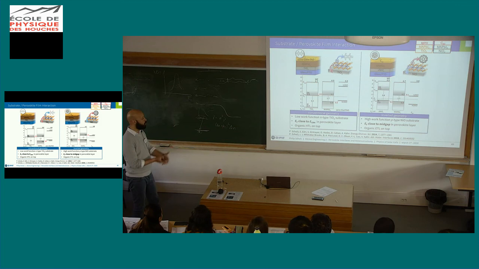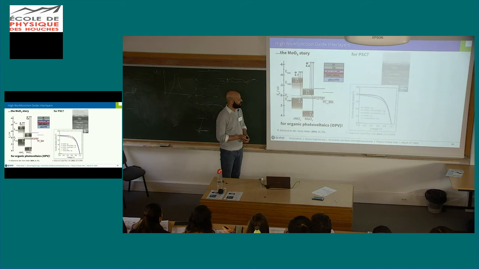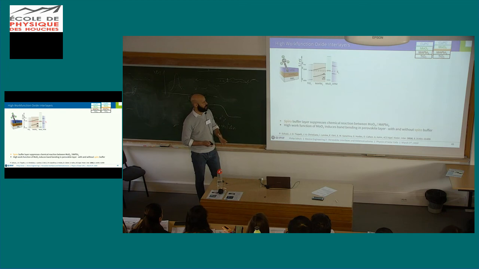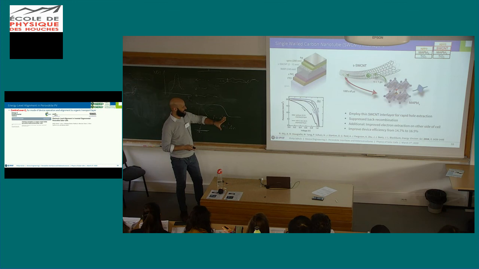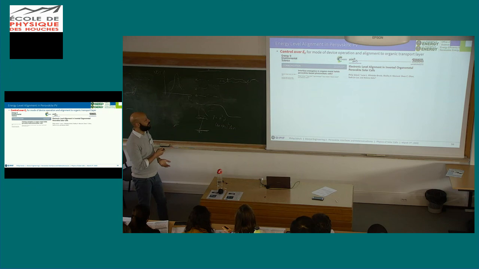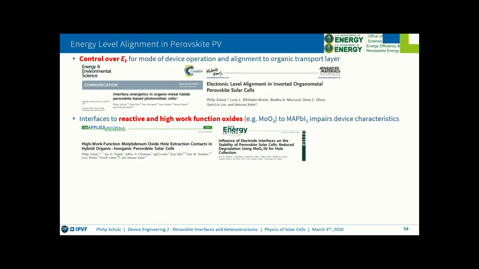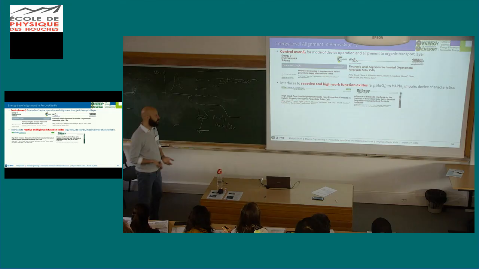Okay, so I think I have to cut it short at this point in time. If you are interested in more on this, we did molybdenum oxide layers, we did carbon nanotubes. So I'm not talking about this, right? If you want to know more about this, it's all summarized for the control of the Fermi level on device operation and alignment on organic transport layers, interfaces to high work function oxides. So spoiler alert, they're very reactive and cause a problem.